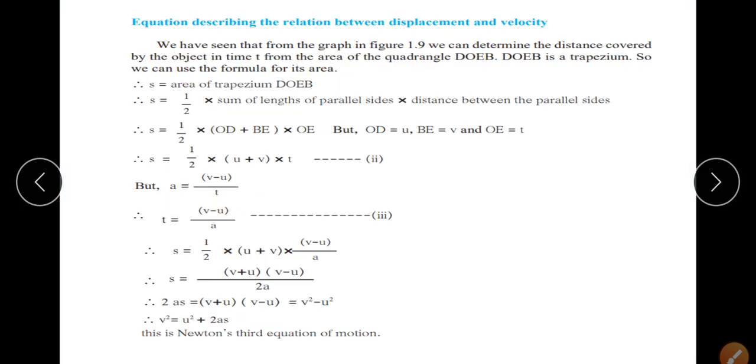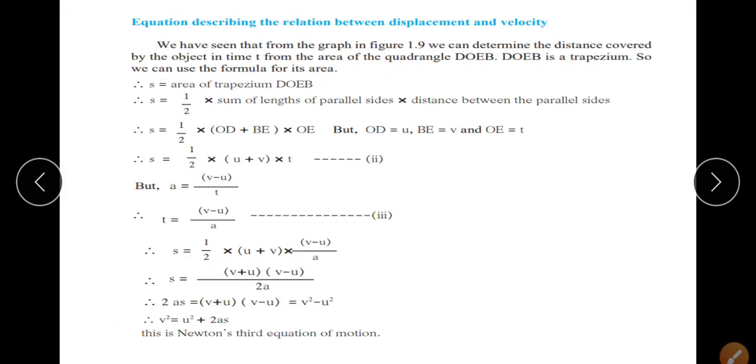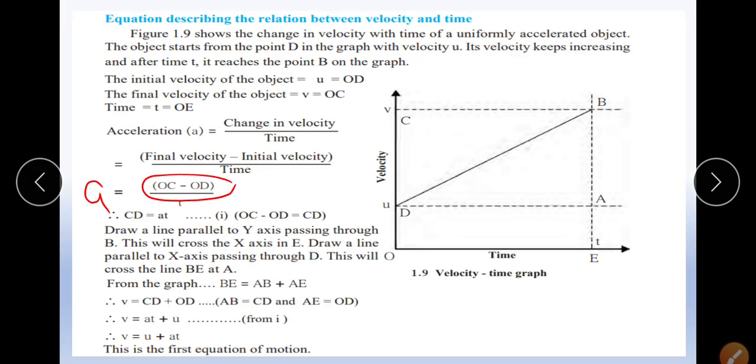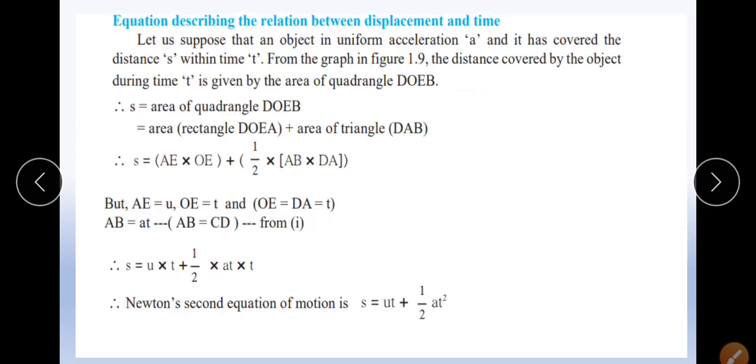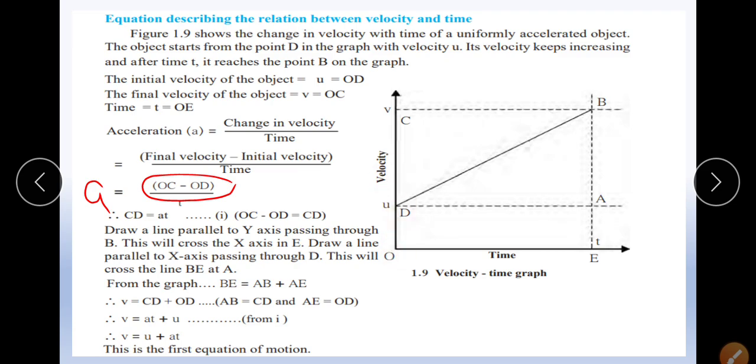Now there is Newton's third equation. This also we are going to derive using the previous figure, and only one formula, the area of trapezium DOEB. First we took the area of a triangle and a rectangle separately. Now we are going to treat it as a trapezium. The formula of a trapezium is half into sum of the lengths of parallel sides into the distance between the parallel sides. The parallel sides of this trapezium are OD and BE, so OD plus BE into the distance between the parallel sides. The perpendicular distance is AD.